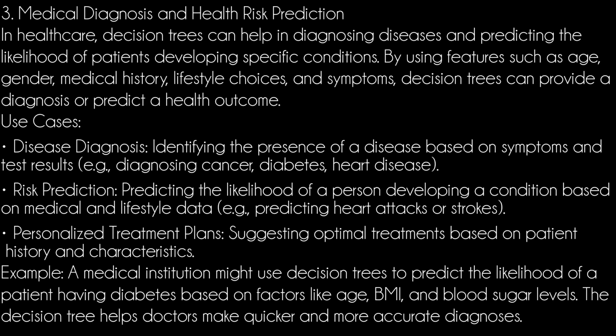Medical diagnosis and health risk prediction. In healthcare, decision trees can help in diagnosing diseases and predicting the likelihood of patients developing specific conditions. By using features such as age, gender, medical history, lifestyle choices, and symptoms, decision trees can provide a diagnosis or predict a health outcome.